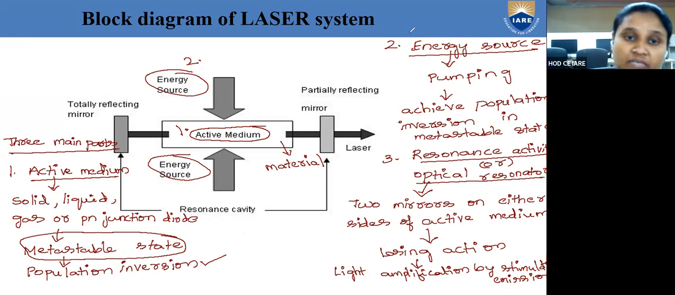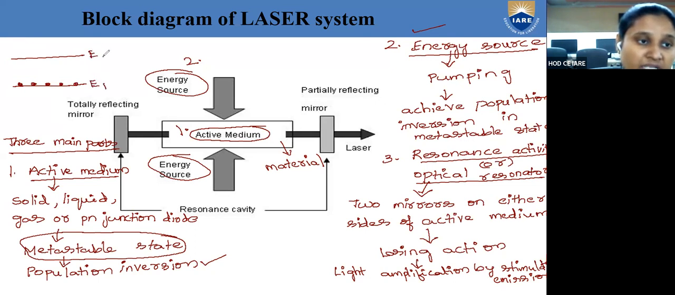Now coming to the second part. What is the second part? Are you able to see this active medium? It is subjected to this energy source. See how population inversion is achieved. What is population inversion? First, I have the population of the lower state more than the higher state under normal condition. What is normal condition? When we are not supplying any energy. Suppose this is N1 and this is N2, generally N1 will be greater than N2 under normal condition when we are not supplying any energy.